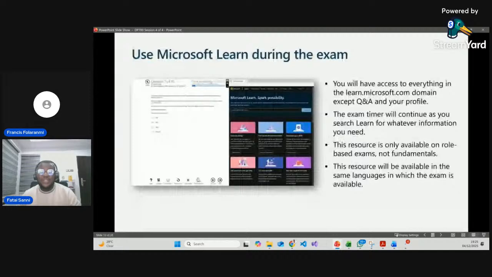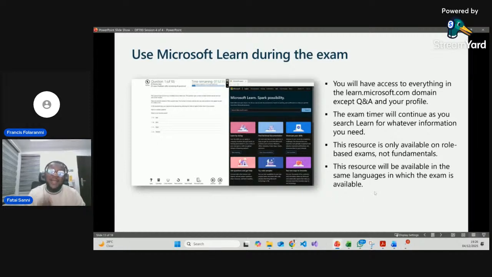Okay, so just to reiterate, you have access to everything in the learn.microsoft.com domain except Q&A, of course, and your profile. The exam timer will continue as you search Learn for whatever information you need. This resource is only available on role-based exams, so you cannot use Microsoft Learn on fundamentals exams, all right? And this resource will be available in the same language in which the exam is available. So if you're taking your exam in English, Microsoft Learn will only be available in English for you in this exam.